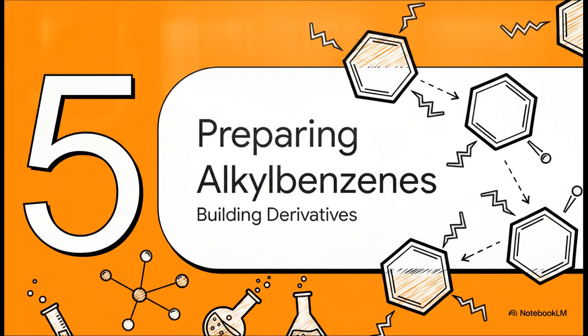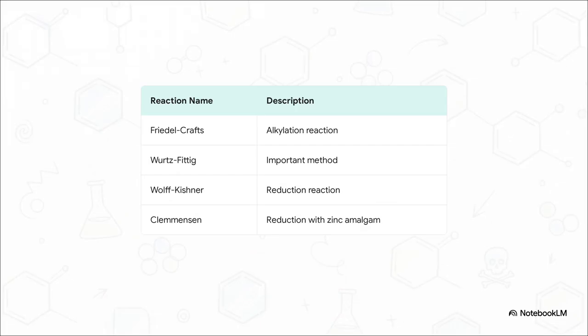Building derivatives. So the obvious question is, how do we attach those side chains to the core ring? Well, just like with building benzene itself, there are several distinct methods to prepare these alkyl benzenes. First, we have Friedel-Crafts alkylation, which is a total classic. We have the Wurtz-Fittig reaction, and we also have reduction methods, specifically the Wolff-Kishner reduction and the Clemmensen reduction. The Clemmensen one, for example, uses a zinc amalgam and concentrated hydrochloric acid to reduce aldehydes or ketones straight into alkyl groups, right on the ring.